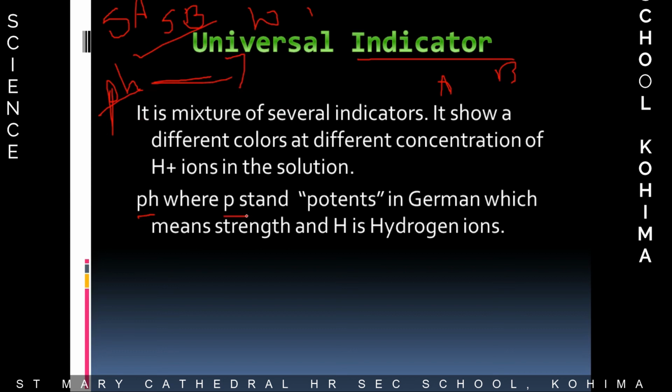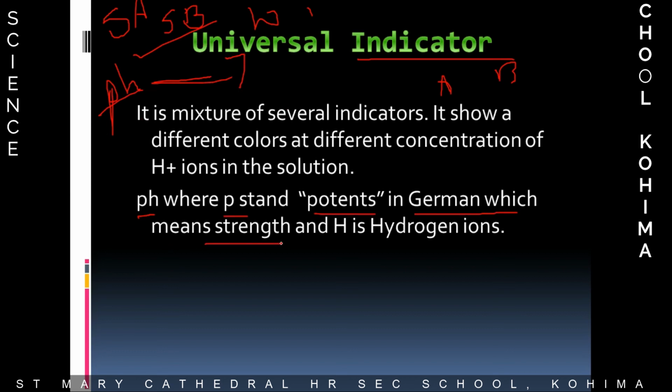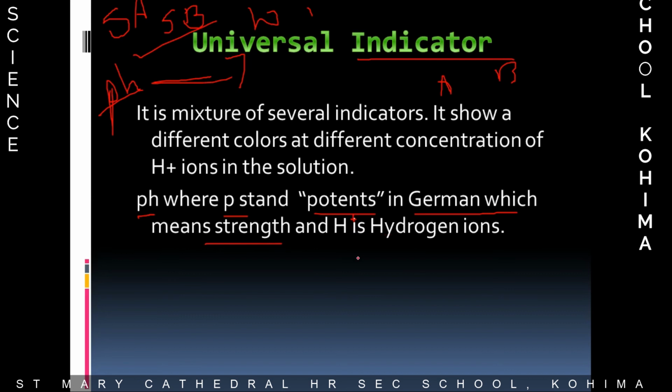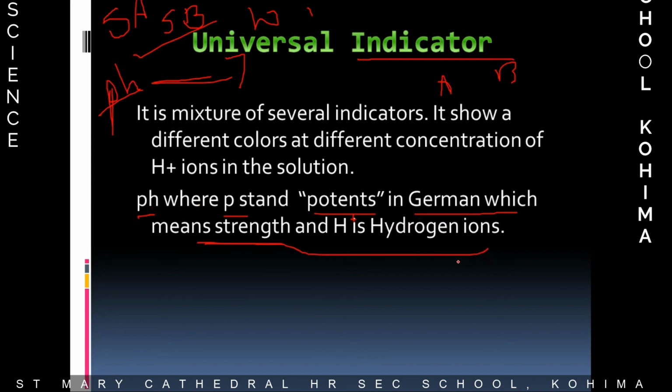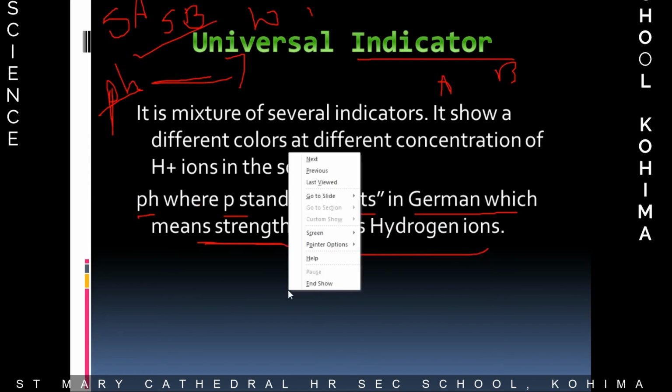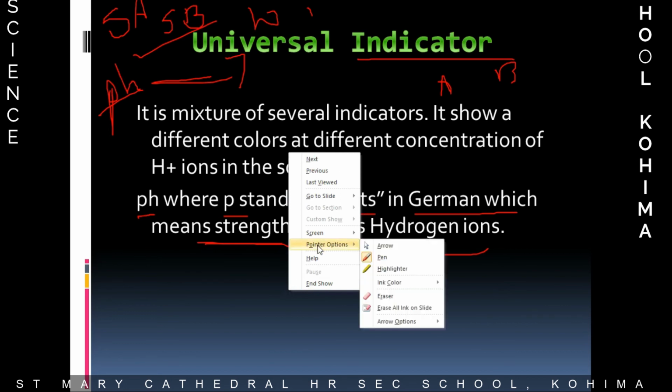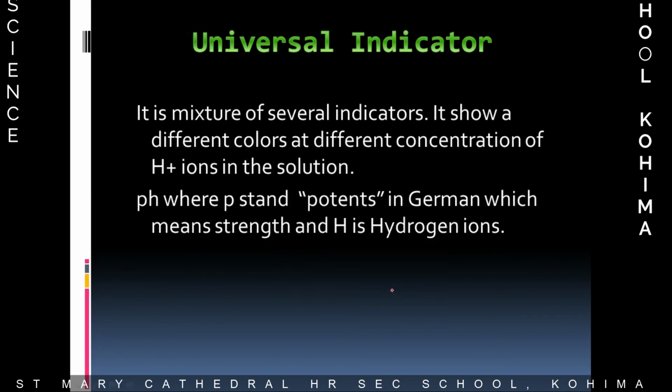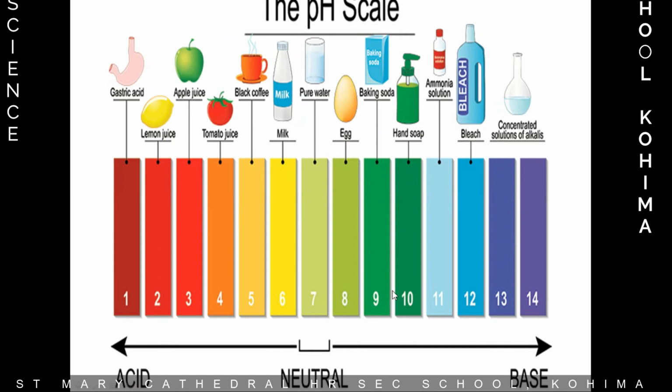Now pH, P stands for potenz in German, which means what? Strength. And H stands for hydrogen ions. So if we combine, pH means strength of hydrogen ions. Define pH, I hope you can define it by now. Now let us see how it looks.